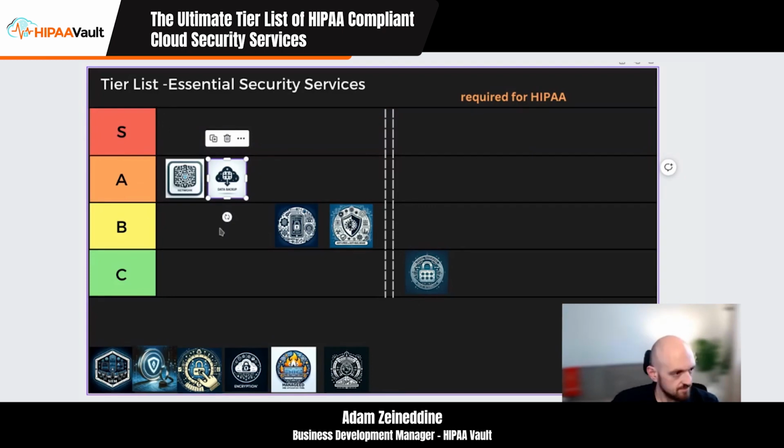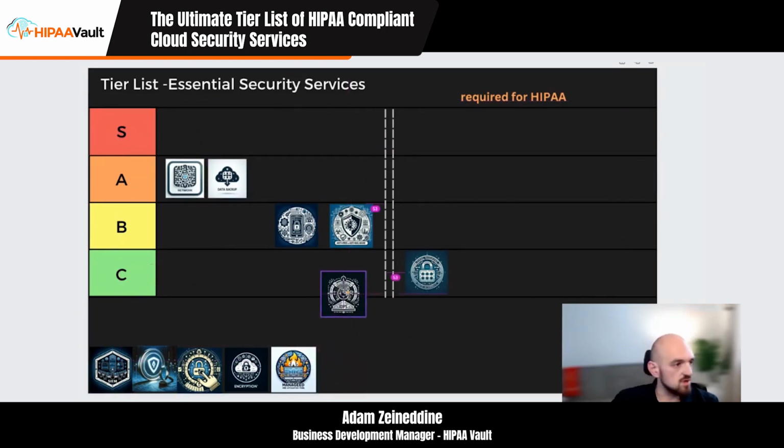The next one is intrusion detection and prevention. That's also going to be in the A tier.